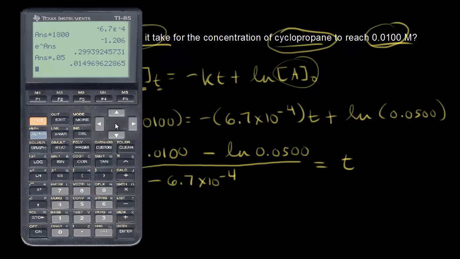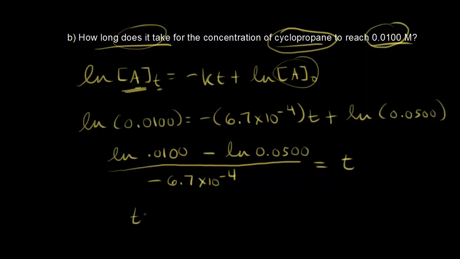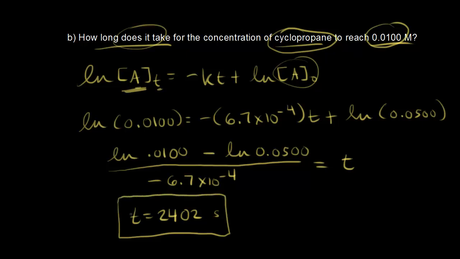All right, let's make some room, let's put it over here. So this would be the natural log of 0.01. And then we're going to subtract the natural log of 0.05 and then divide that by negative 6.7 times 10 to the negative 4. And then we get as our time 2,402. All right, that's in seconds. So time is equal to 2,402 seconds. And we could leave it in seconds, or we could put that into minutes.